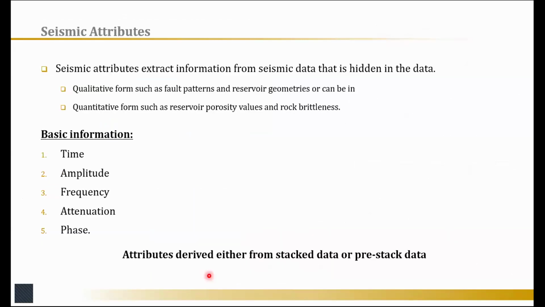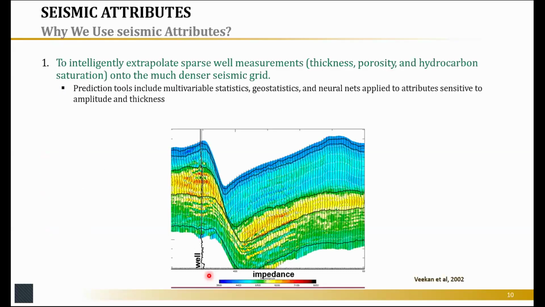So let's move to the seismic attributes. As we said before, we use seismic attributes to extract more geological information hidden inside the seismic data, and we address time, amplitude, frequency, attenuation, and also phase. All of these can be used with either the stacked seismic data or the pre-stacked seismic data. Some of the information cannot be yielded from the post-stack only. You need to use the pre-stacked seismic data to yield more information, as we will talk about in the next slide.